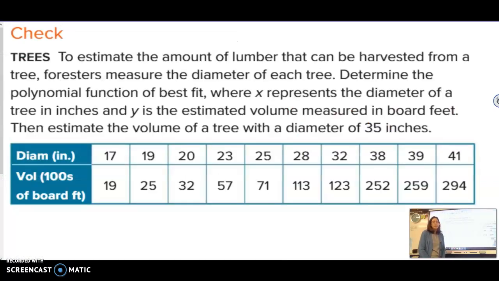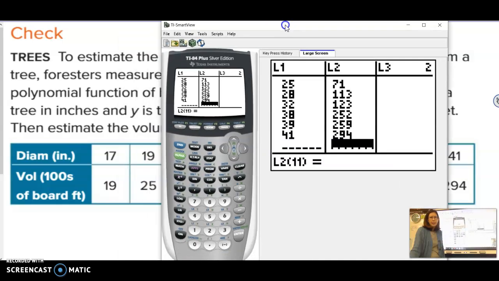Okay, so here's the second one. It says to estimate the amount of lumber that can be harvested from a tree, foresters measure the diameter of each tree, and we're trying to find the best polynomial fit where we have the diameter, and this tells us the volume in hundreds of board feet, so how much wood is going to be able to be harvested. And then specifically, we want to know if the diameter is 35 inches, how much would we be able to get from that? So I went ahead and already put the data into my calculator.